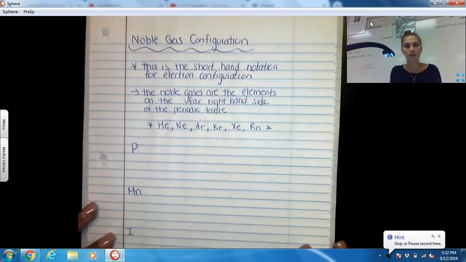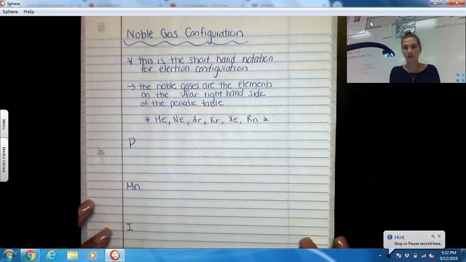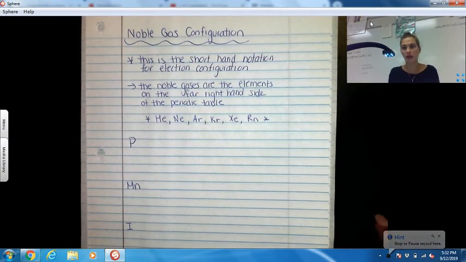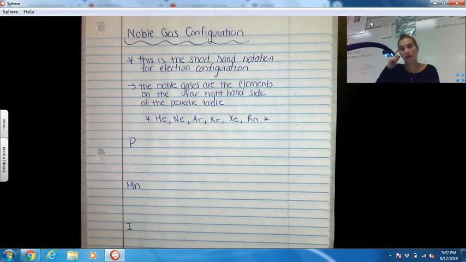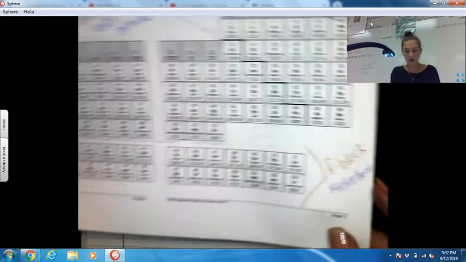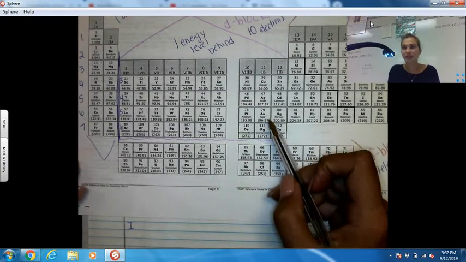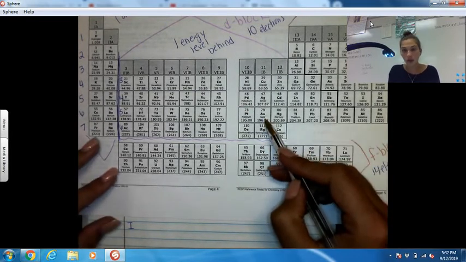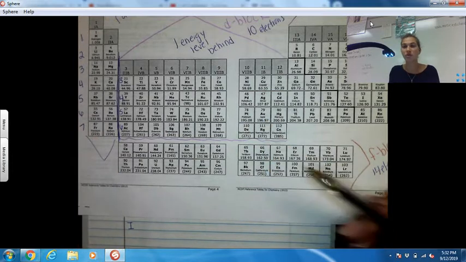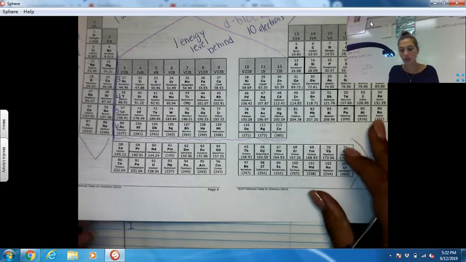All right, today we're going to talk about noble gas configuration. This is known as the shorthand method, and it helps us do electron configurations of elements that would have extremely long electron configurations. So, say for instance, if we are trying to get all the way to gold, that would take us forever to write out. So what we're going to do instead is do this shorthand configuration in order to make our lives a little bit easier.